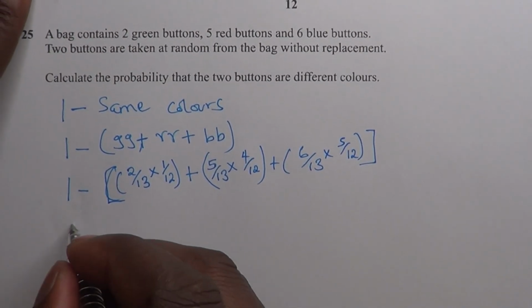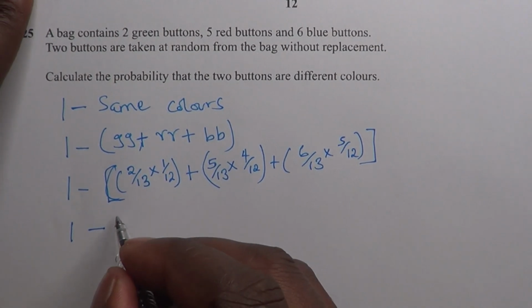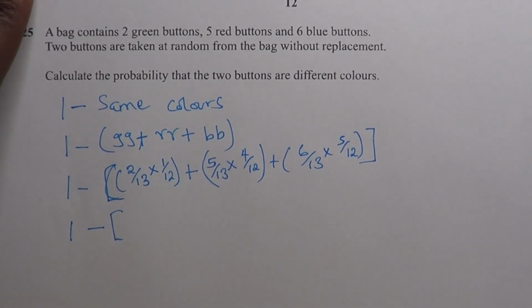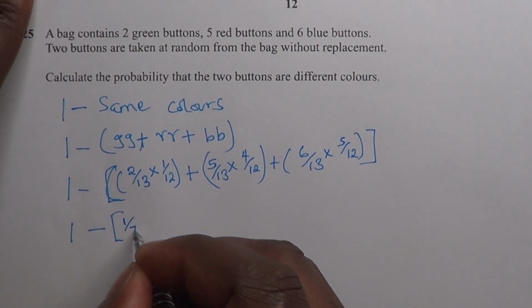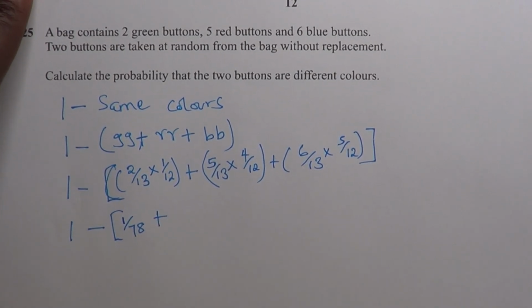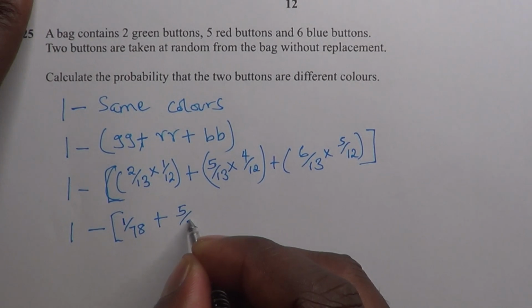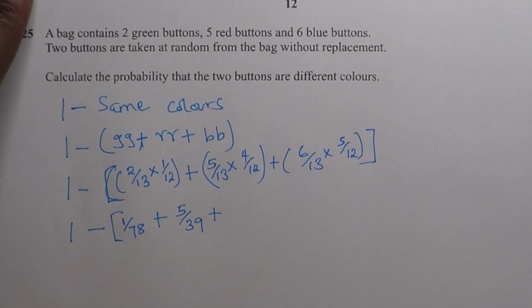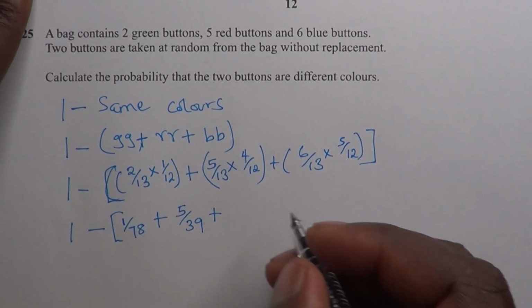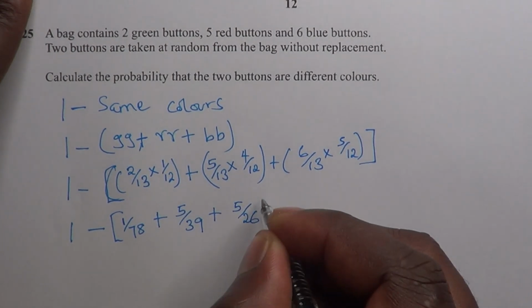Then the next step will be 1 minus, that is 2 over 13 times 2 over 13 times 1 over 12, we get 1 over 78, plus 5 over 13 times 4 over 12, we get 5 over 39, plus 6 over 13 times 5 over 12, we get 5 over 26.